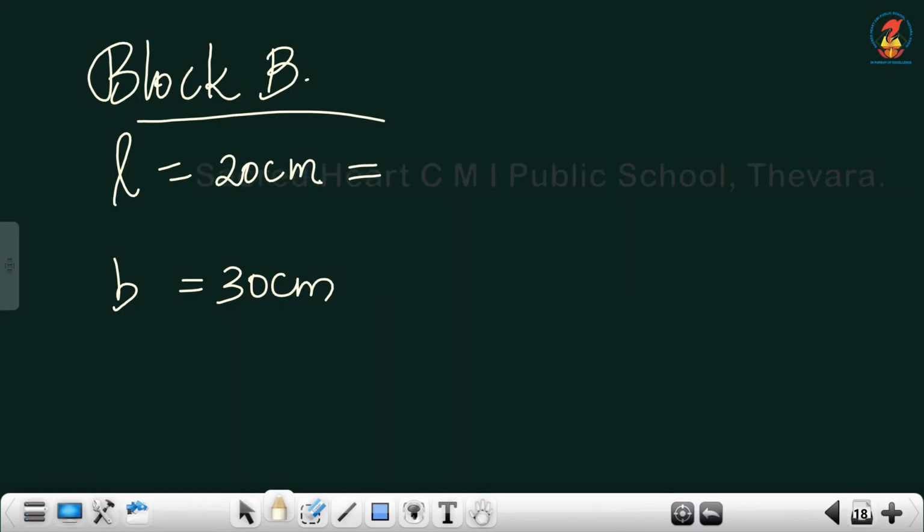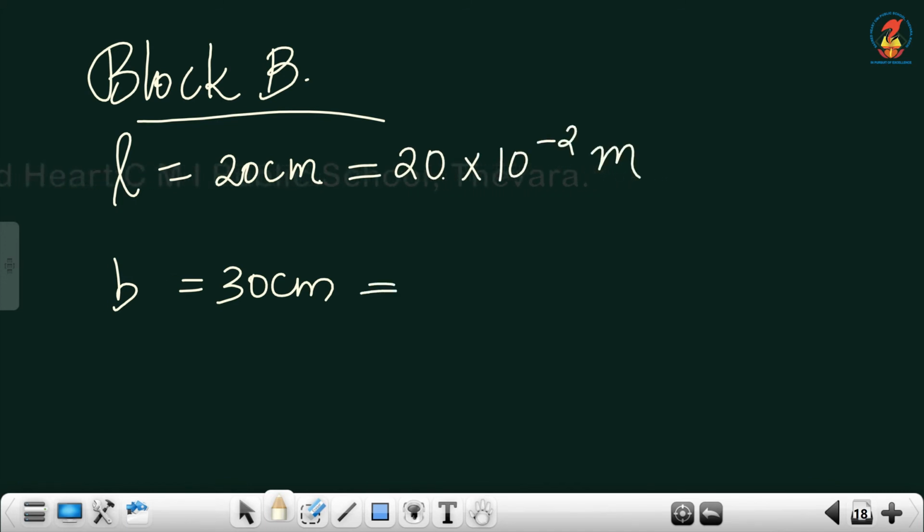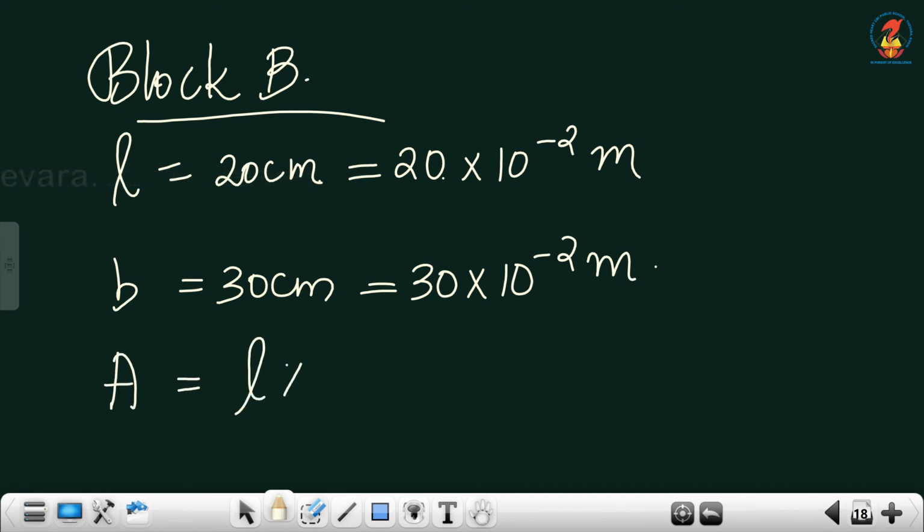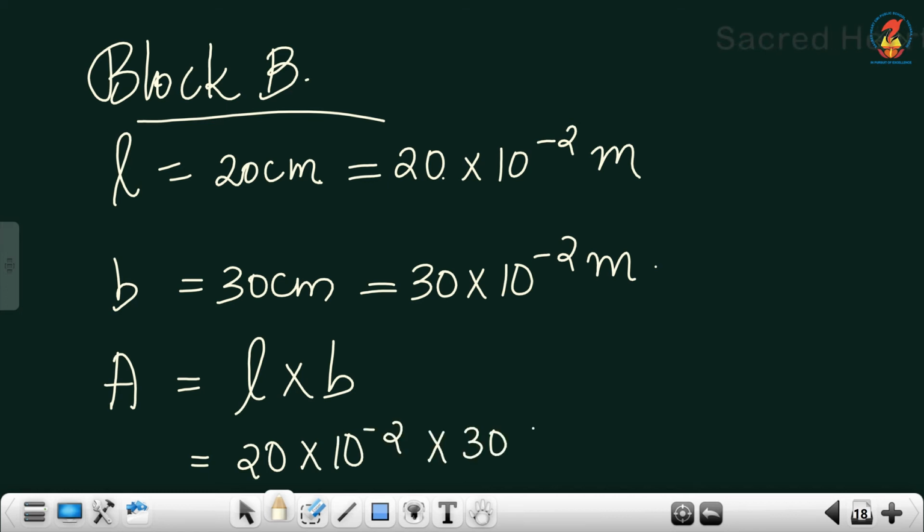In order to convert centimeter into meters, we should multiply with 10 raised to minus 2 meters. Again, to convert centimeter into meters, 30 into 10 raised to minus 2 meters. Now, to find area of contact, the formula is L into B, that is equal to 20 into 10 raised to minus 2 into 30 into 10 raised to minus 2.